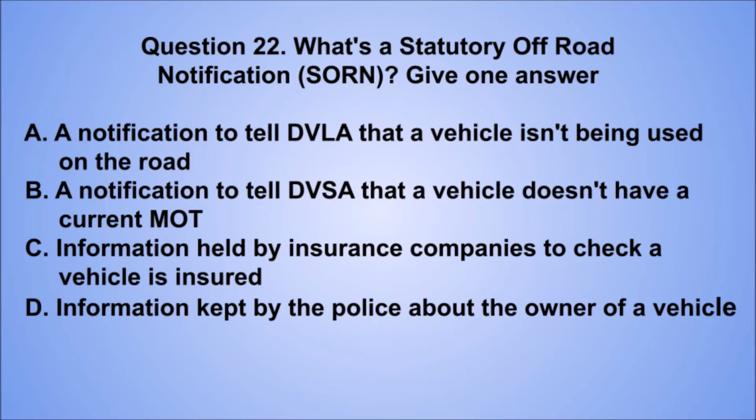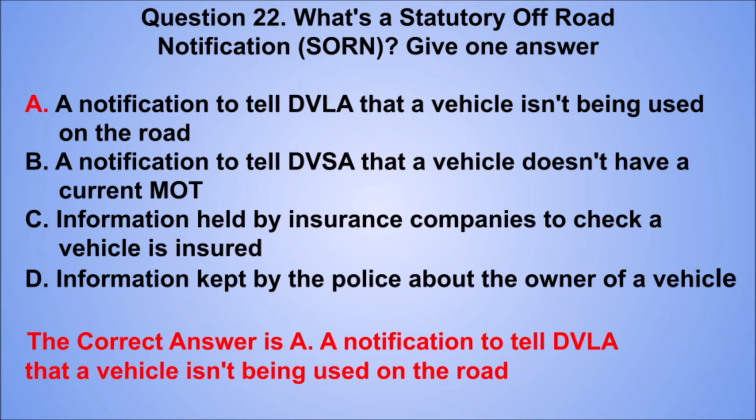Give one answer. A. A notification to tell DVLA that a vehicle isn't being used on the road. B. A notification to tell DVSA that a vehicle doesn't have a current MOT. C. Information held by insurance companies to check a vehicle is insured. D. Information kept by the police about the owner of a vehicle. The correct answer is A.